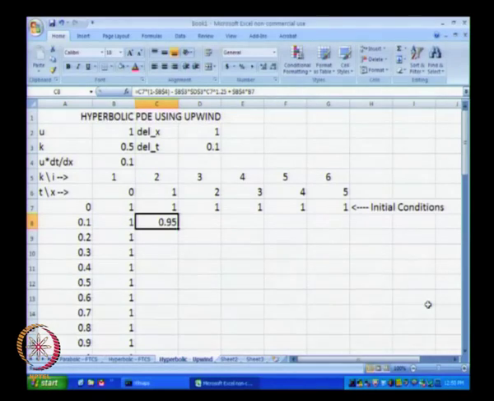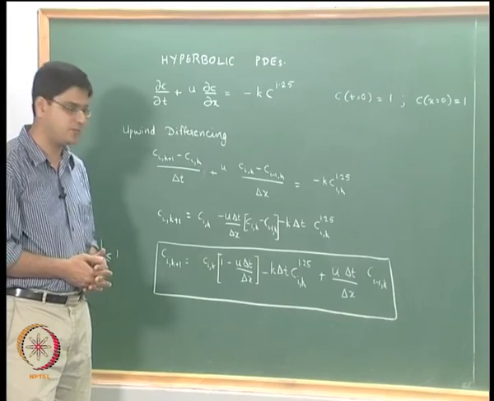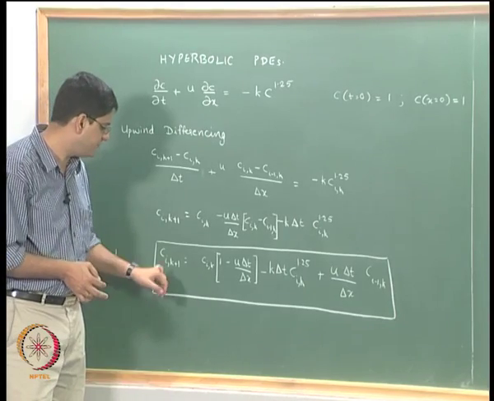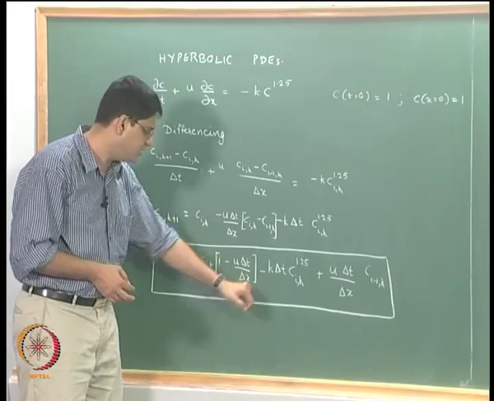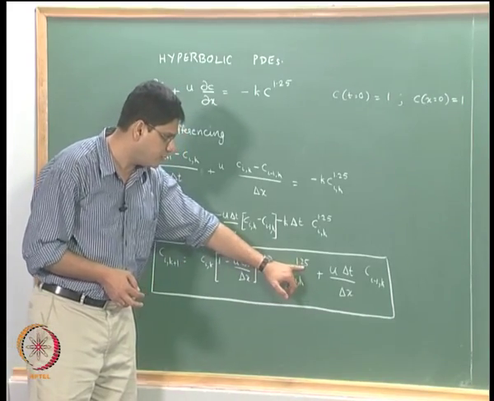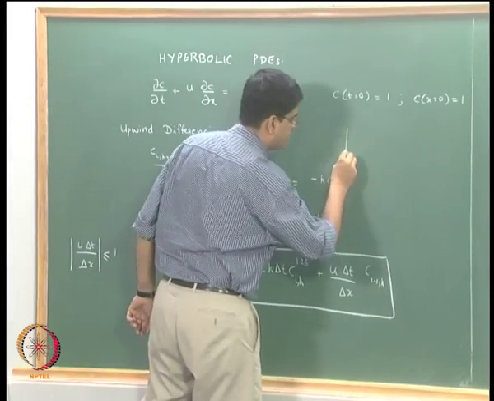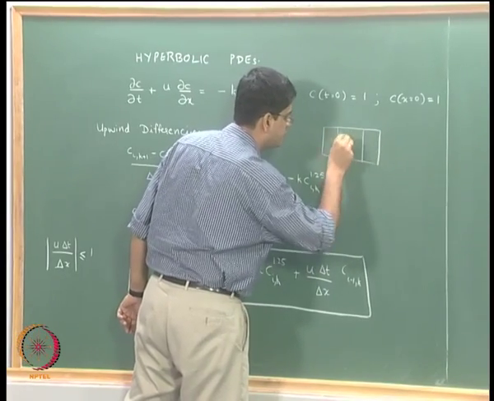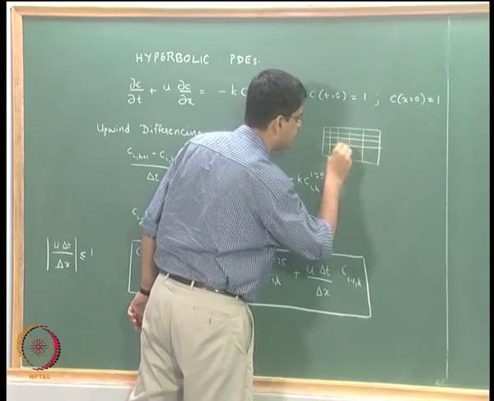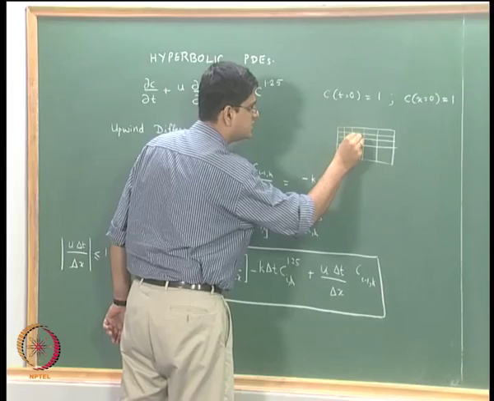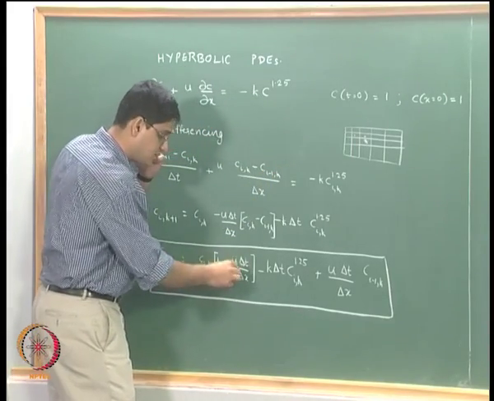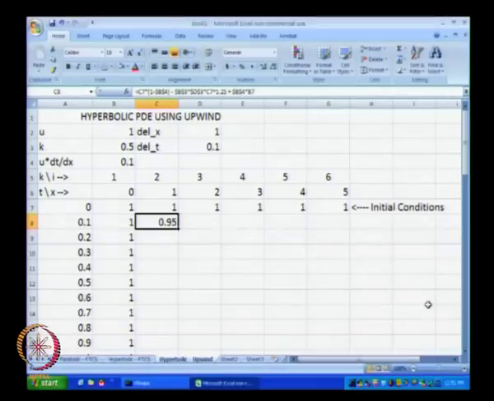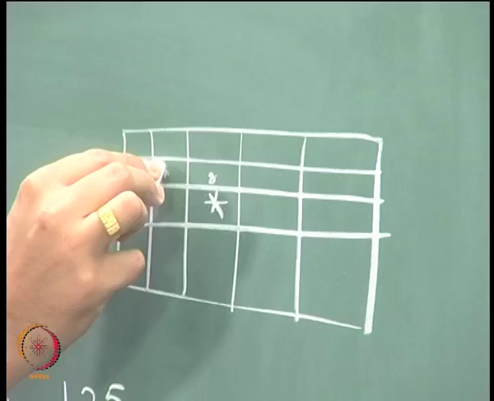I will quickly go to the board and show the expression once again. We want to confirm that the overall scheme we have written in Excel is indeed what we had before. So Ci,k+1 is Ci,k multiplied by 1 minus that u delta t by delta x term, which we have computed separately, minus k delta t multiplied by Ci,k to the power 1.25. If this is part of our Excel sheet where we are computing for various locations and times, and this is Ci,k+1, this is Ci,k, and this is Ci minus 1,k, then we have Ci,k multiplied by 1 minus that coefficient, minus k delta t multiplied by Ci,k to the power 1.25, plus that coefficient multiplied by Ci minus 1,k.